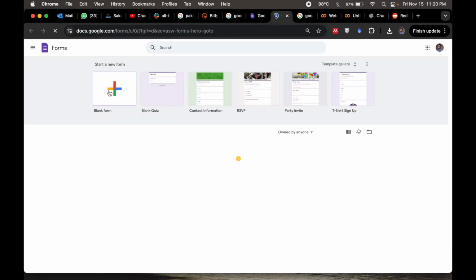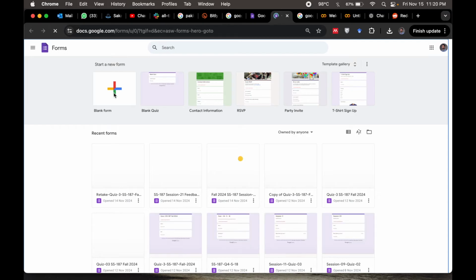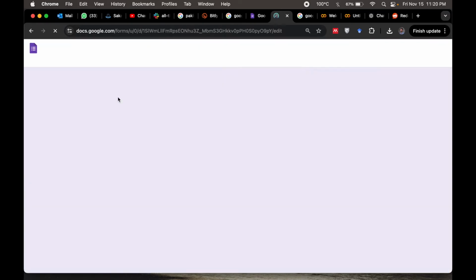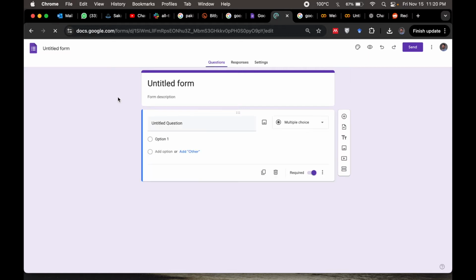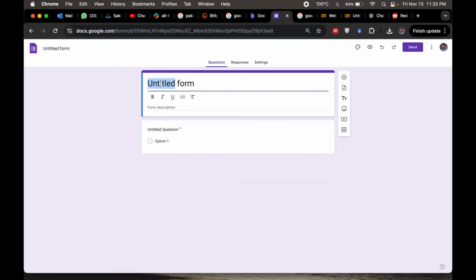Go to Forms, and you could choose a blank form, right? The very first here, plus sign, a blank form. The blank form here then gives you a bunch of options that you could configure, right? And the very first one that you would want to do is happiness score survey. Choose a reasonable title.